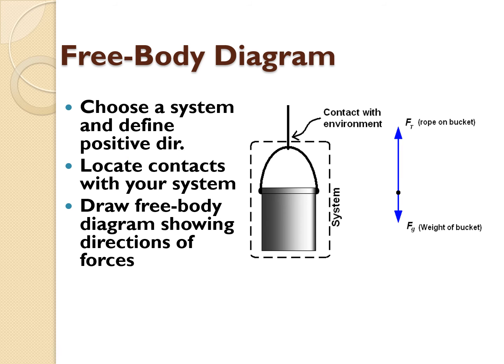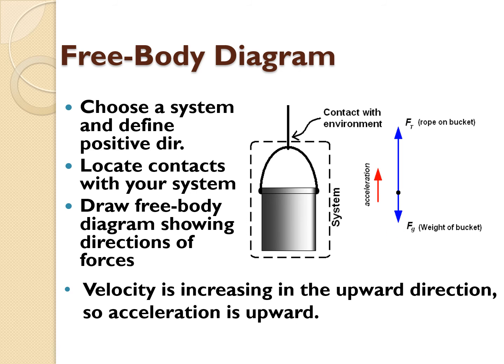So we draw our free body diagram where we say our system is going to be this dot right here. And then the forces that are acting on my system, I got force of tension upward and I got force of gravity downward. Now let's suppose I have this system where the velocity is increasing in the upward direction. If the velocity is increasing upward, then that means velocity being upward and it's increasing, then the acceleration has to be in the same direction. So the acceleration is upward also.